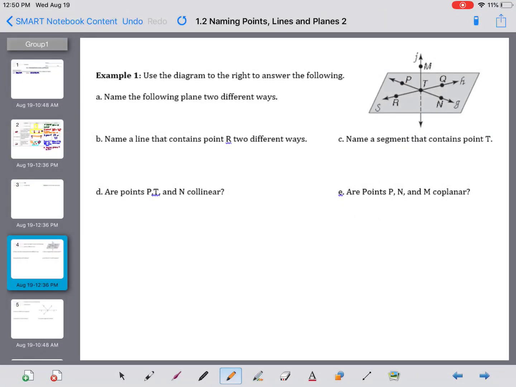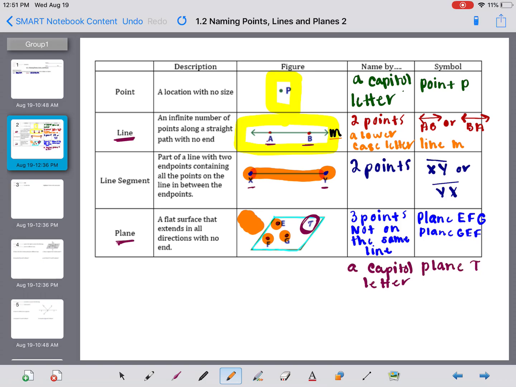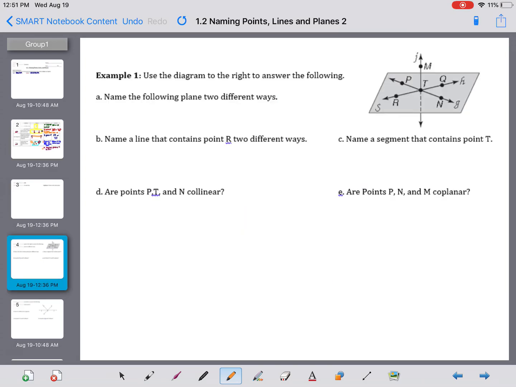If we take a look at example 1, we're going to use the diagram below to answer the following. So we're going to take what we did in that chart above and then apply it to an actual diagram. So first, A, it wants us to name the plane 2 different ways. So we're going to look back at our box. And to name a plane, we either can use 3 points or that fancy capital letter that's written in the plane. Sometimes it's there, sometimes it's not.